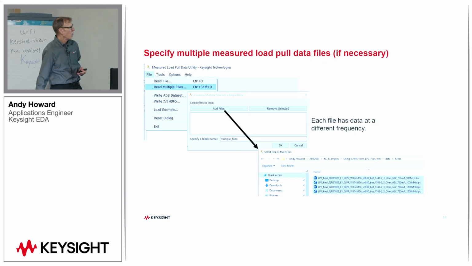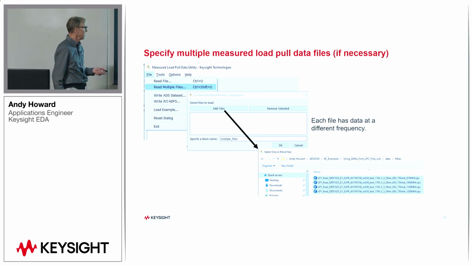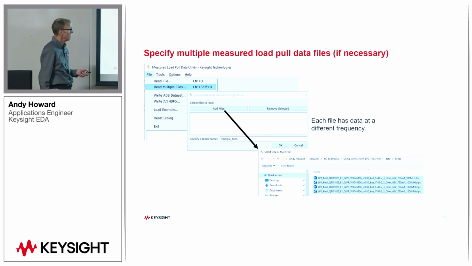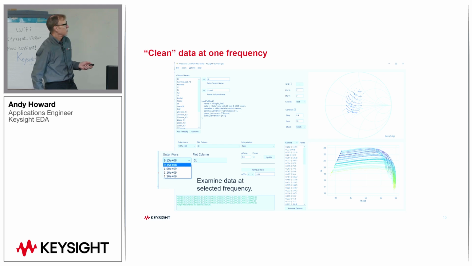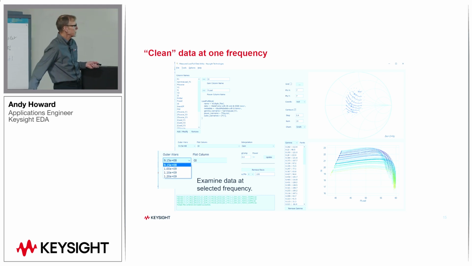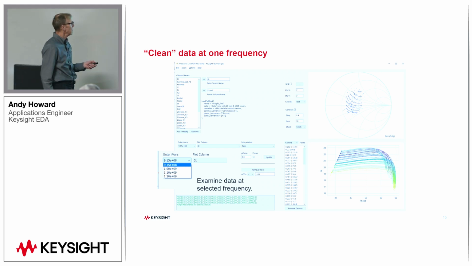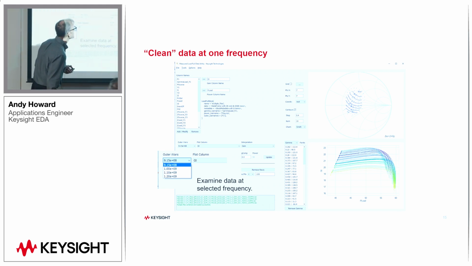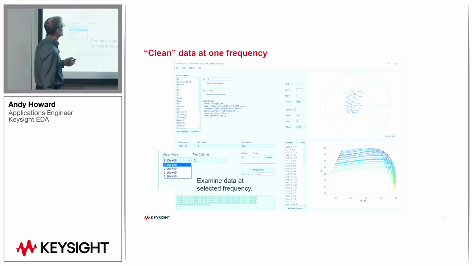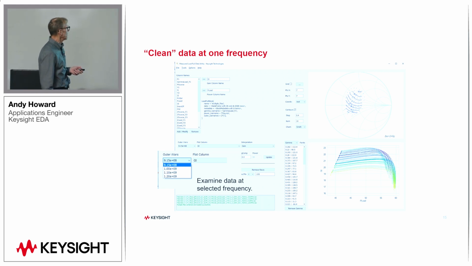So this is specifying multiple measured load pull files. These were obtained from the Qorvo website. These are measurements of a particular Qorvo device at multiple different frequencies. And this shows the data at one of the frequencies after reading it in. This shows contours of the measured load pull data. I think this is for transducer power gain, but you can look at other responses as well.